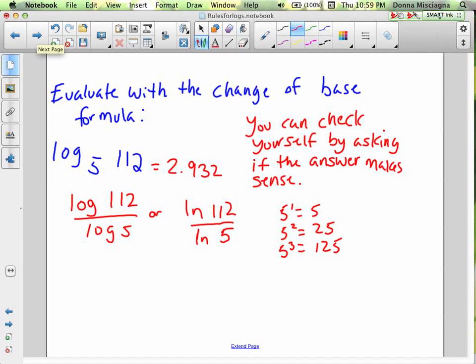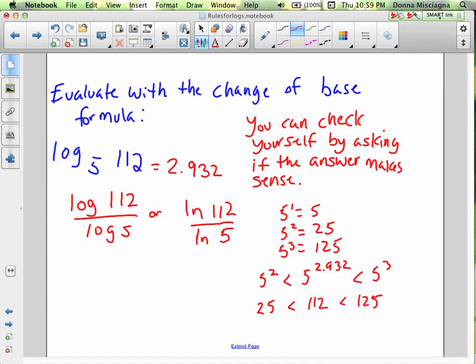And so 5 to the 2 should be less than 2.932, which should be less than 5 cubed. So notice I went just past what my answer is there. And 5 squared is 25. That is less than 112, which is less than 125.